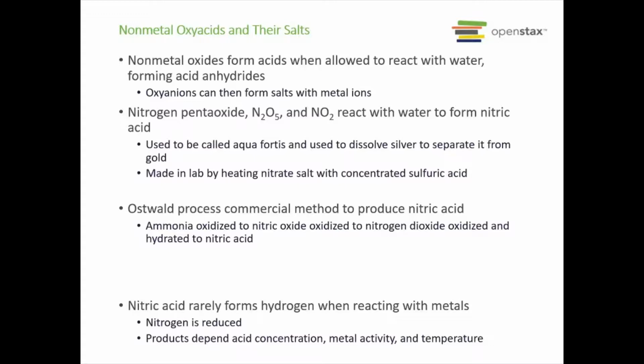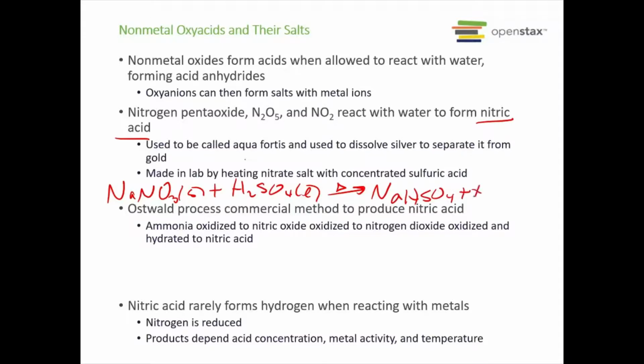Before I get too far, I want to show you taking nitrate salts and making nitric acid. So that second bullet point is all about nitric acid, again called aqua fortis, and we make it by taking some sodium nitrate and sulfuric acid and some heat, and you get NaHSO4 and HNO3, and there's our acid.